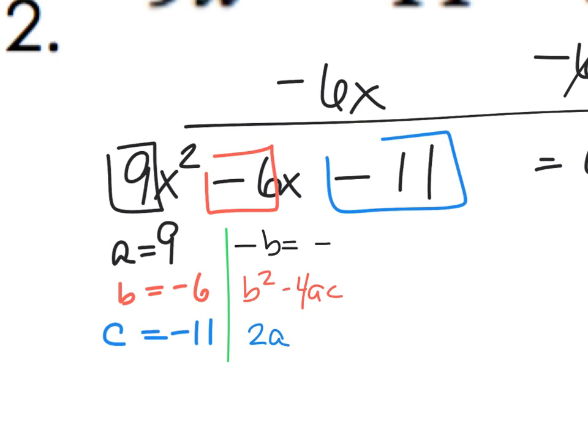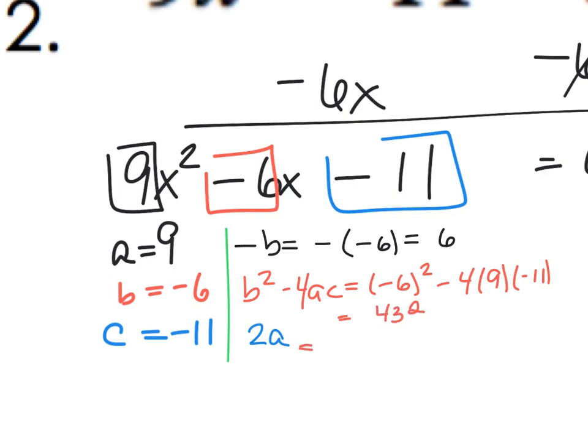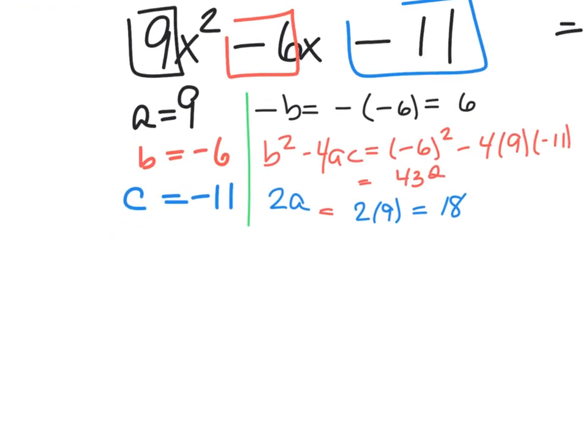Negative B is just equal to negative of a negative 6, which is equal to 6. B squared minus 4AC, my b is negative 6, so I have negative 6 squared minus 4 times my a of 9 times my c of negative 11. I type that exactly into my calculator as written, and I get 432. And then 2a is just equal to 2 times 9, which is 18. I now just substitute those in to x equals negative b plus or minus the square root of b squared minus 4ac all over 2a.